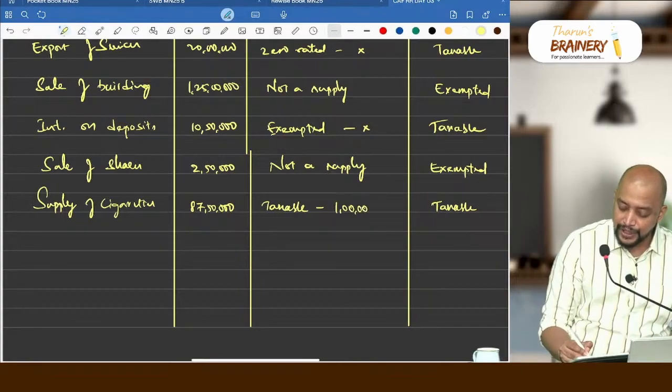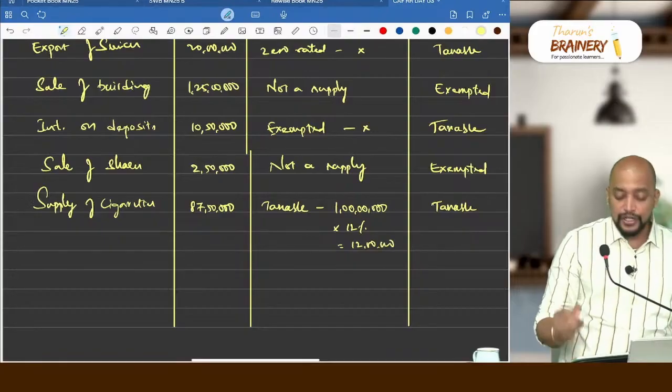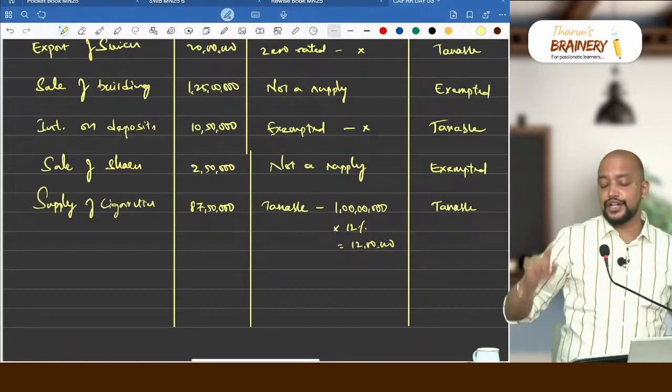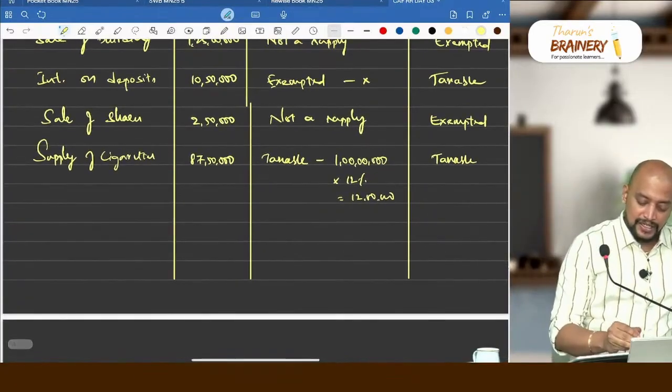Because for computation of GST it should be included. So 1 crore into 12%, that will be 12 lakhs. For computation of GST it should be included. For ITC purpose only it should not be included. So that is about supply of cigarettes. Then next one.